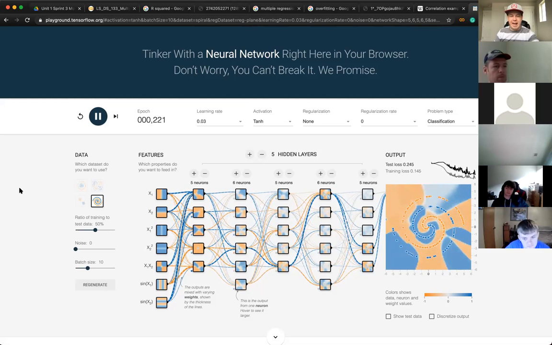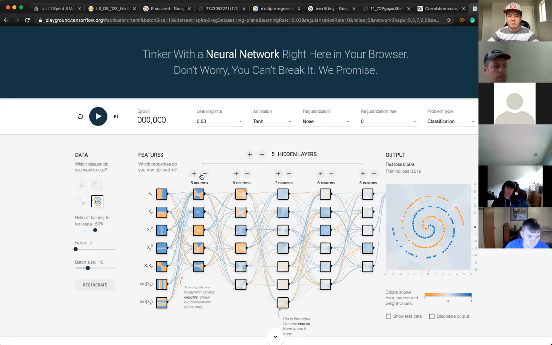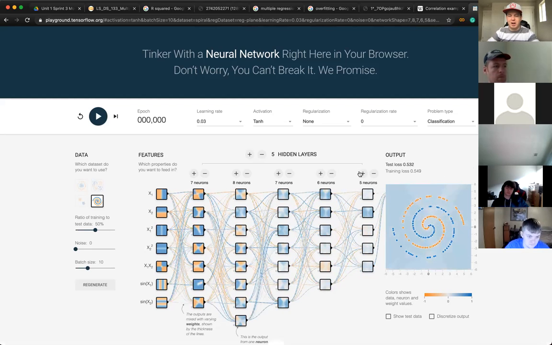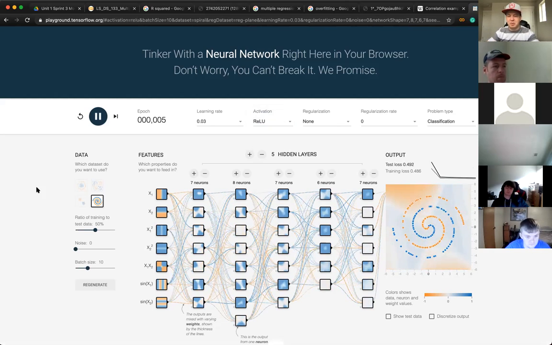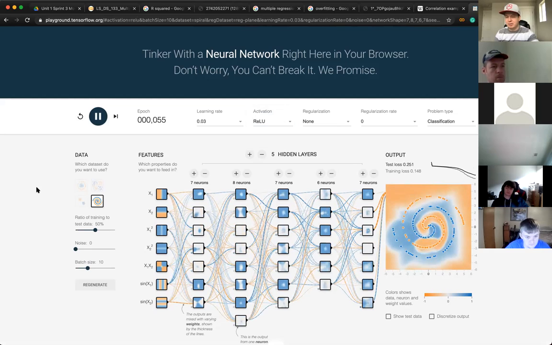Okay. And let me help it out a little bit more. Give it more neurons. I'm going to change the activation function to ReLU. You'll learn about that in Unit 4. ReLU tends to work a little bit better. And there it goes. You can see it's almost perfectly classifying here.